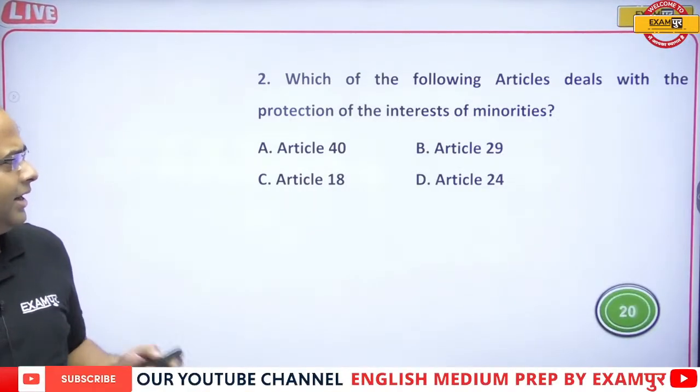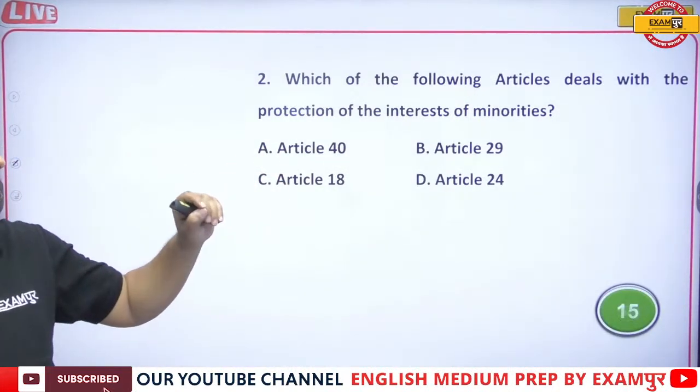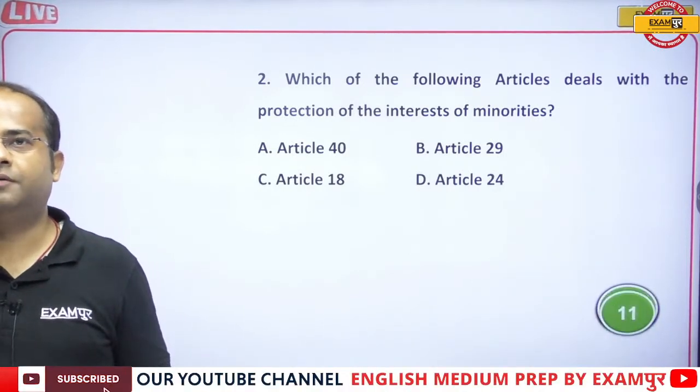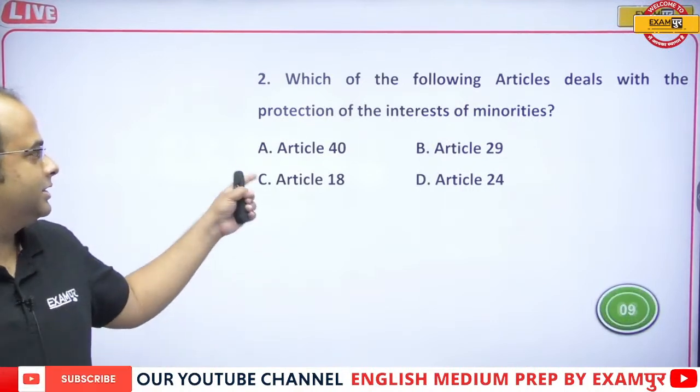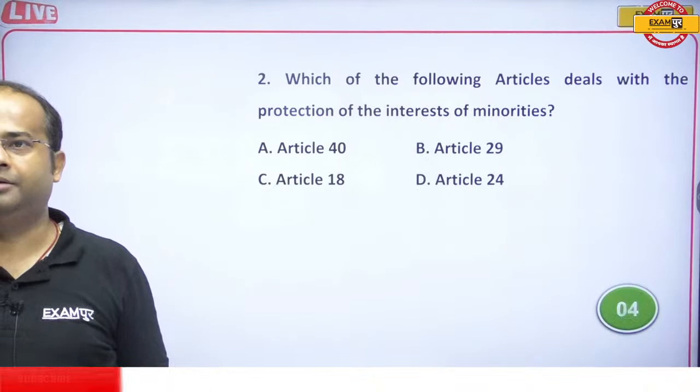The next question is a very easy question, guys: which of the following articles deals with the protection of the interest of minorities? Is it Article 40, Article 29, Article 24 or Article 18?